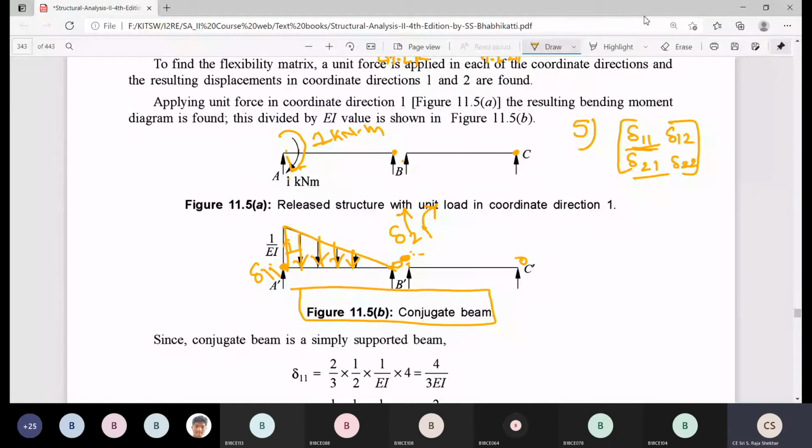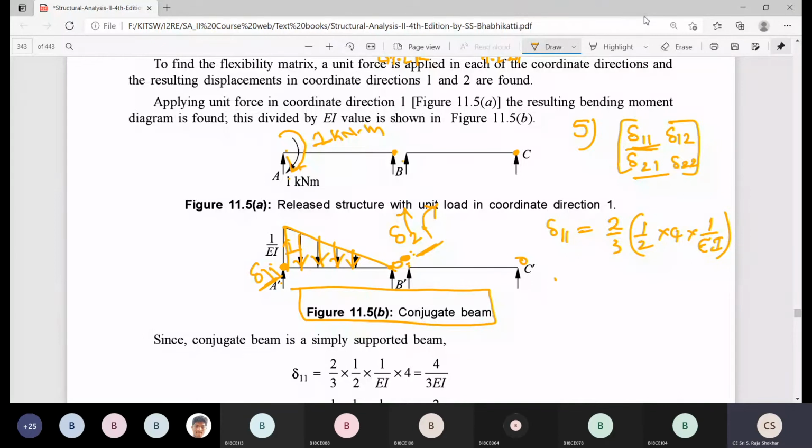So how to calculate delta 1 1? Delta 1 1 will be equal to coefficient 2/3. For delta 1 1 or delta 2 2 you need to multiply with coefficient 2/3 into the area of this triangle, half into base into height. Base is 4 meters, height is 1 by EI. If you calculate it, you will get the delta 1 1.